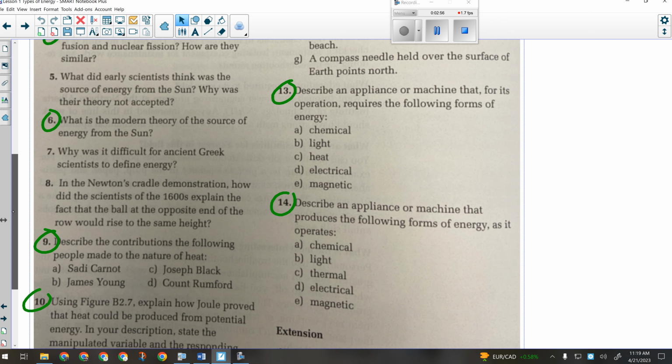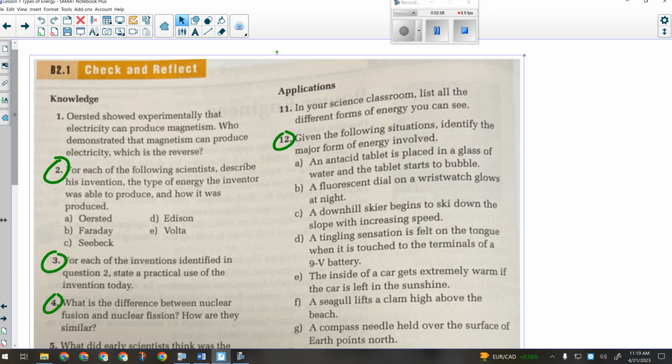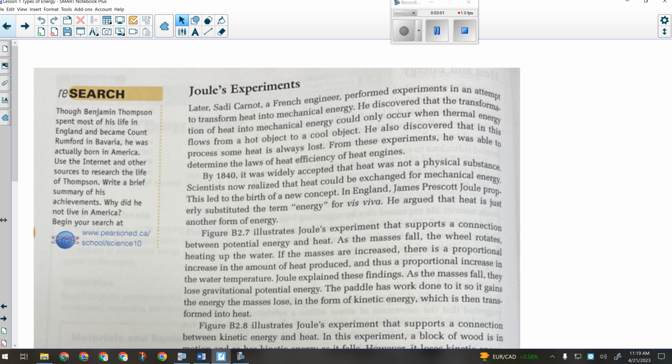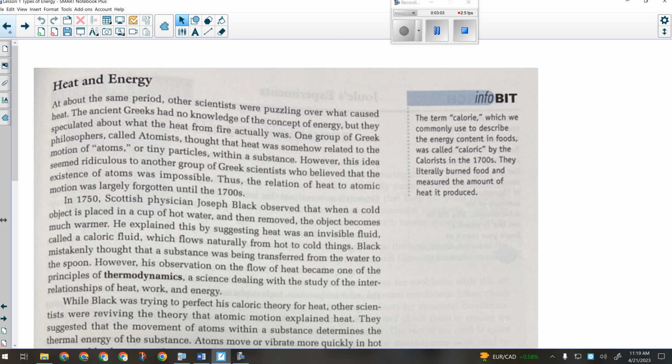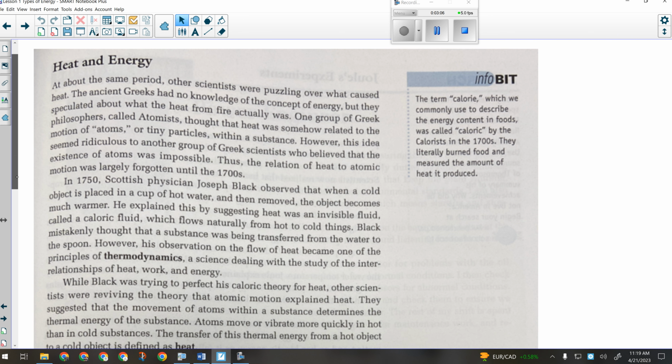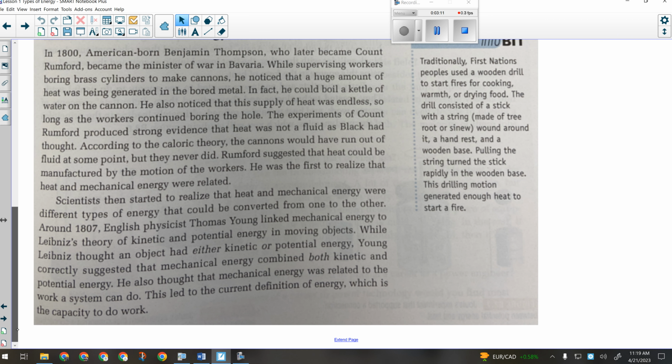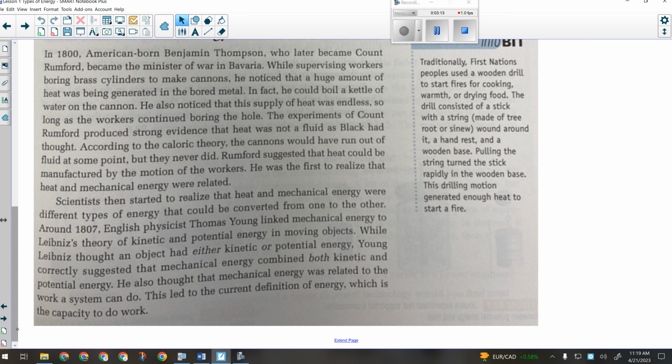Oh, sorry, James Young, not Thomas Young. James Young. Oh, I skipped over him. Did I even put that sheet on here? I might have missed that one. Thomas Young. Okay, he was the one that linked mechanical energy to the idea of kinetic and potential. Okay, so he's the one who came up with the idea that work is a change in mechanical energy. Okay, all right. So definition, capacity to do work.